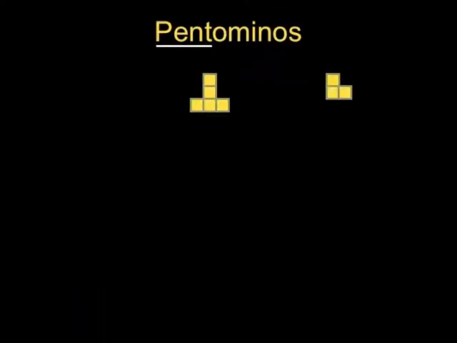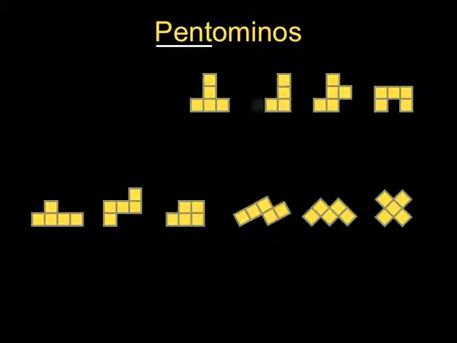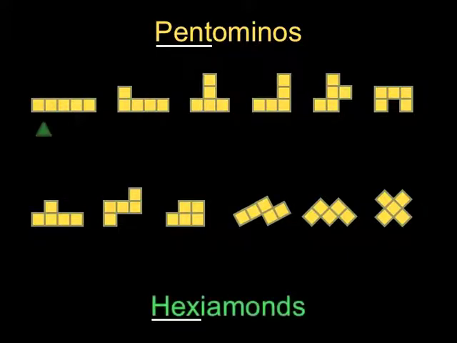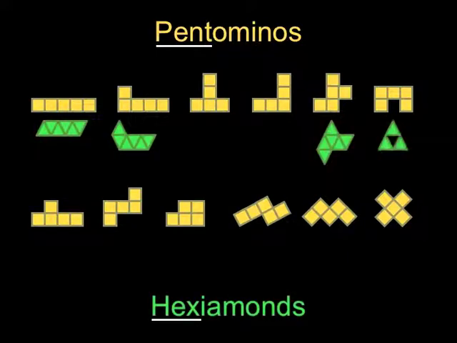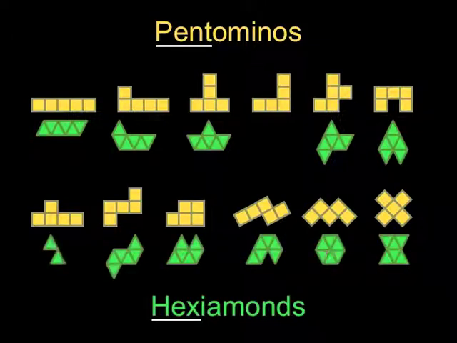Pent is a mathematical code word meaning five. So whenever we see pent dominoes, we think of dominoes except with five squares snapped together. Hex is a mathematical code word meaning six. So whenever we see hexiamonds, we think of six triangles snapped together.